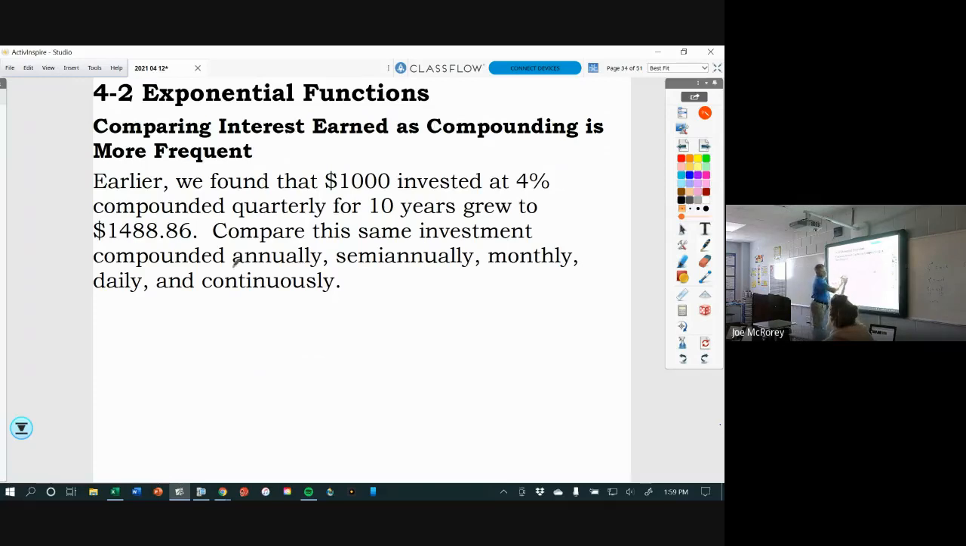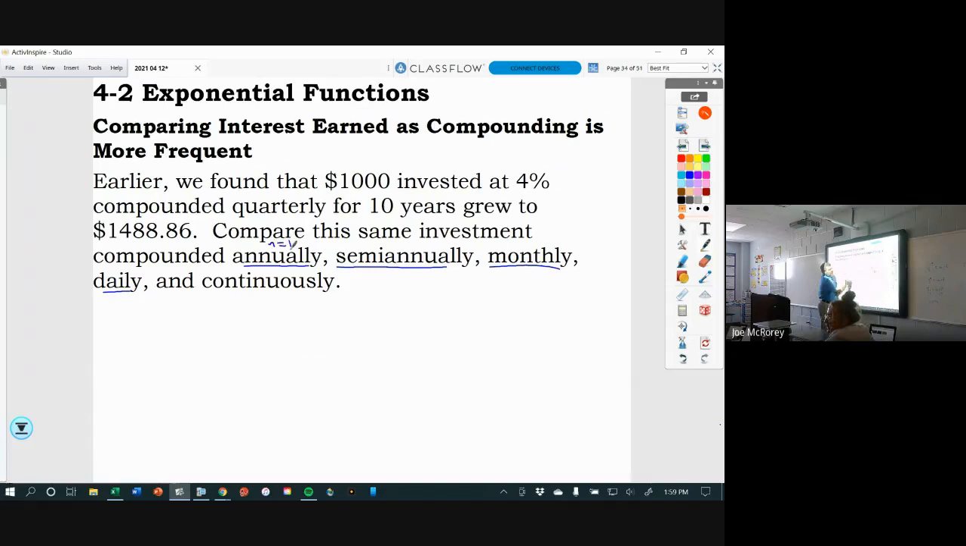So when you're doing annually or semi-annually or monthly or daily, what's changing? The time? Oh wait, no, it's the year? I don't know. The value of n is changing, right? For annually, what is n?